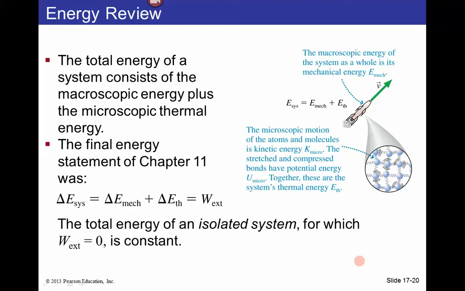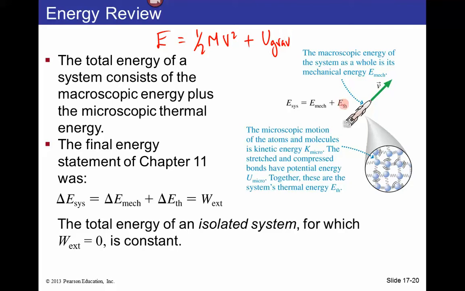Let's review the idea of energy that we studied in General Physics 1. Imagine that we have a system. In this case, the system is going to be this rocket. So what is the energy of this system? Well, the energy, as we remember from General Physics 1, is the kinetic energy, 1/2 mv squared, where m is the mass of the rocket and v is the velocity of the whole rocket, plus whatever gravitational potential energy is there.